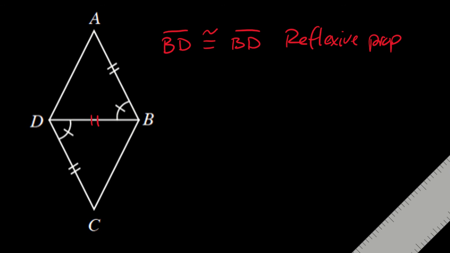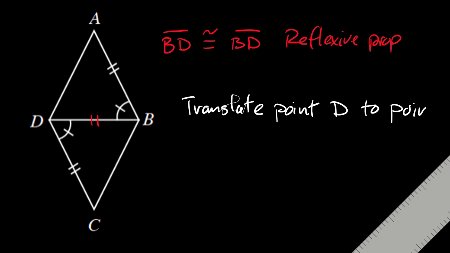So I think, yeah, I think I would do this. I'll write out what I'm saying. I'm going to say translate point D to point B. So I'm going to take this point D and I'm going to move it until it's lined up perfectly with B. I'm just going to translate point D to point B.